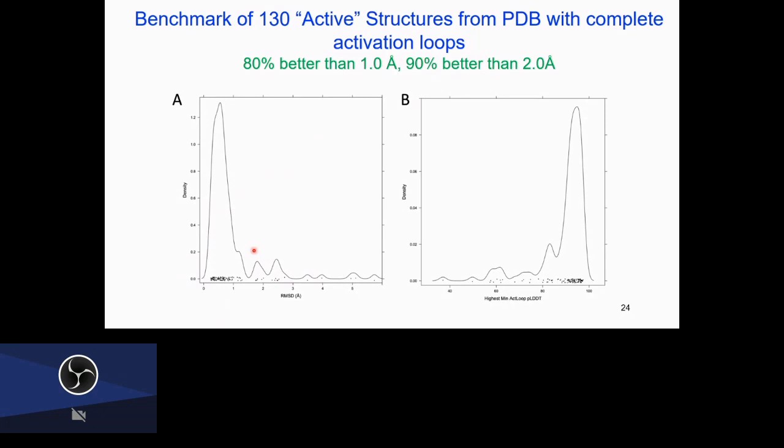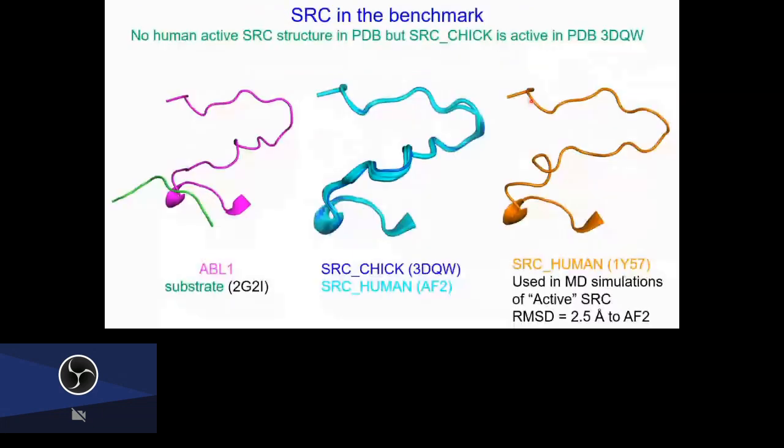We found some outliers that we made poor models of, and it turned out some of those that pass our criteria as active are not actually active. So here's a structure of Sark human. There's a funny little turn here. The Sark chicken structure, however, looks just like our AlphaFold models. And also those structures look just like ABL1, which is, here's a substrate-bound structure.